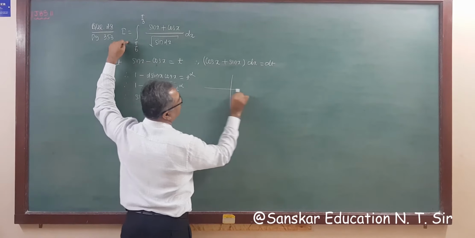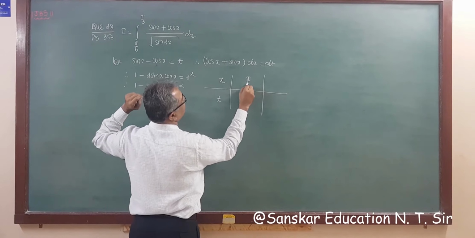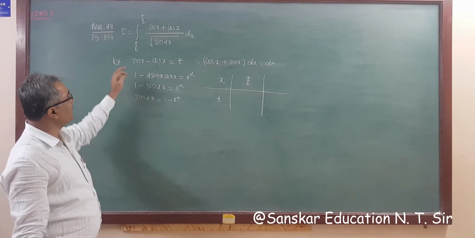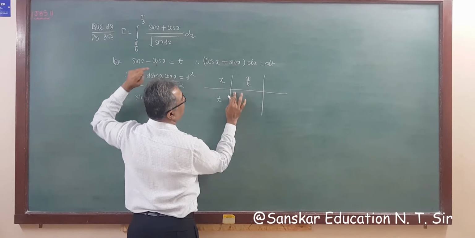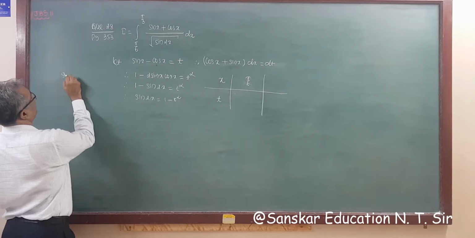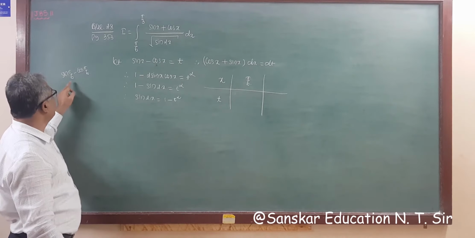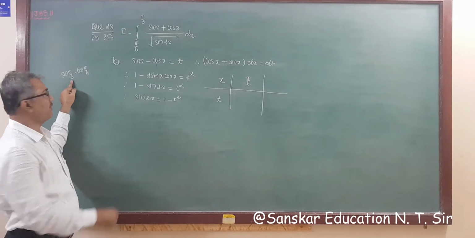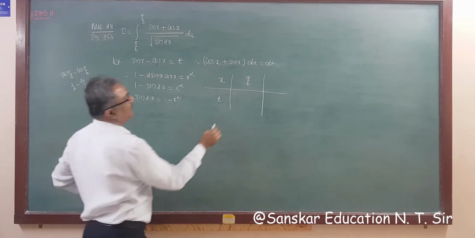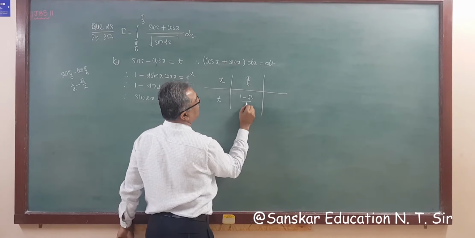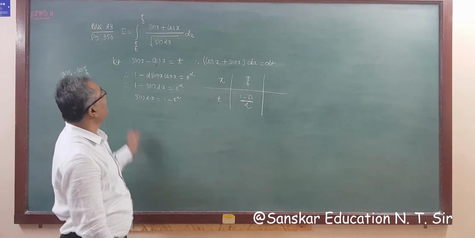And as this is a definite integration, we have to change the limit. So changing the limit, this is x, this is t. So x is pi by 6. So we have to substitute x is pi by 6 here, that is sin pi by 6 minus cos pi by 6. I am simplifying here. Sin 30 is 1 upon 2 minus cos 30 is root 3 by 2. So we get 1 minus root 3 by 2. Understand, right?